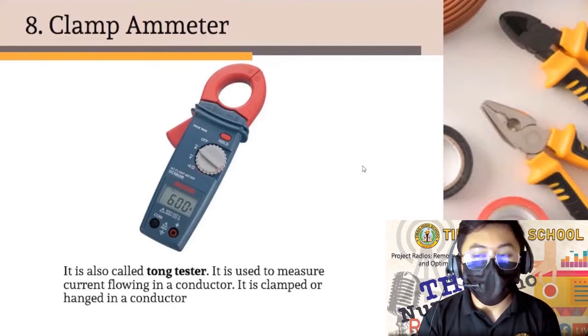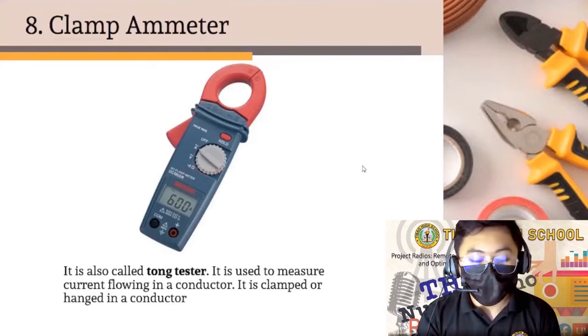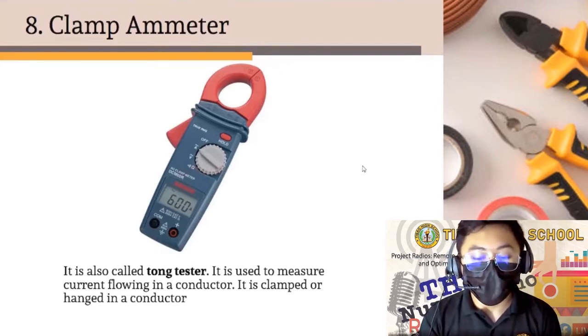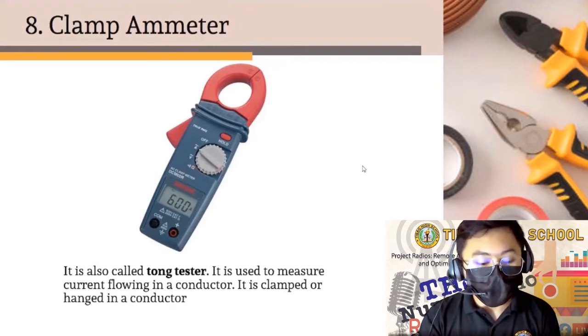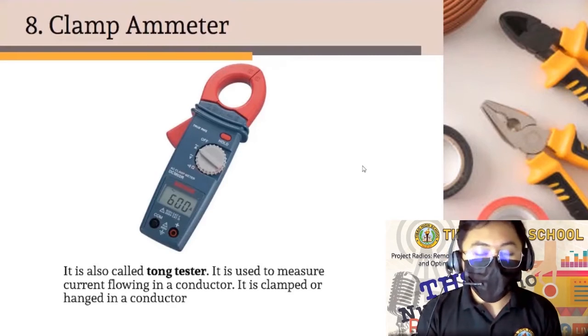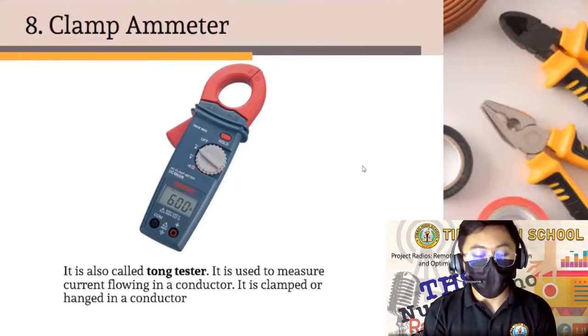So it has the same functionality of an ammeter. Ang pagkakaiba lang ay kung paano ang pagme-measure. Kung ang ammeter ay direktang nakakonect sa wire in order for us to measure the electrical current, sa clamp ammeter naman, kahit hindi direktang naka-attach sa live wire, mamimeasure nito ang electrical current.